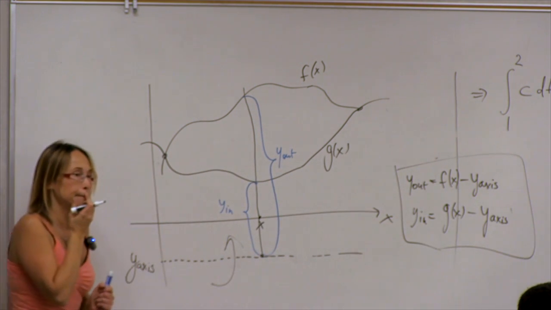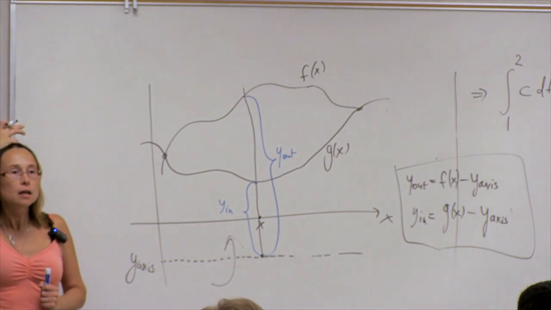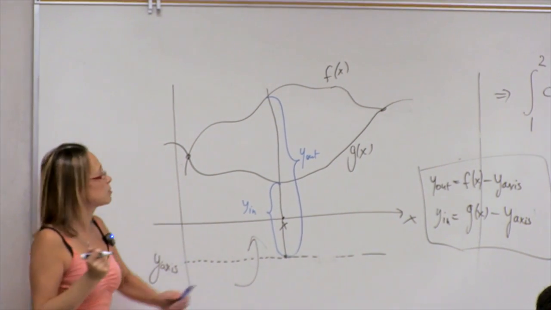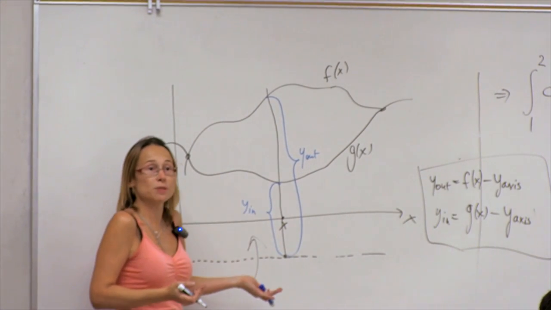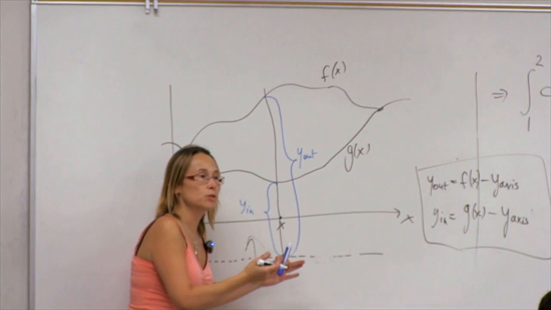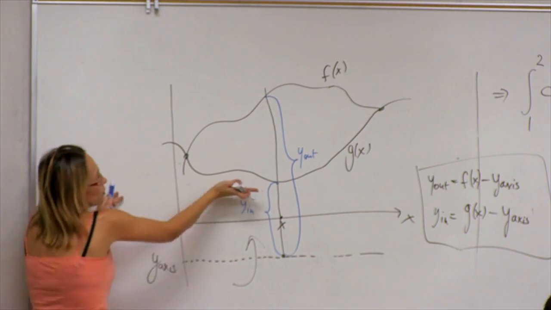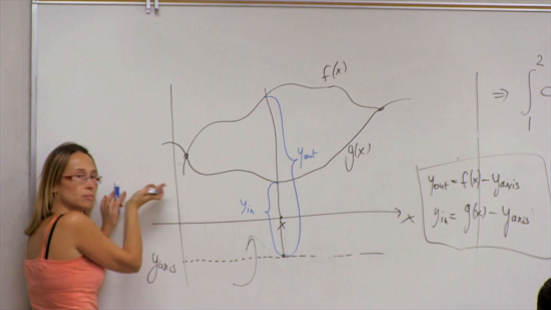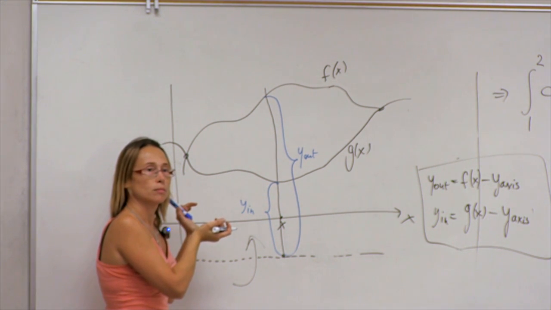Question? Is it always going to be the function minus whatever the axis is? It's the distance between the function and the axis. So it's always going to be something like this. We will next consider a problem where I rotate around a vertical axis, in which case I'll be measuring it in this direction.